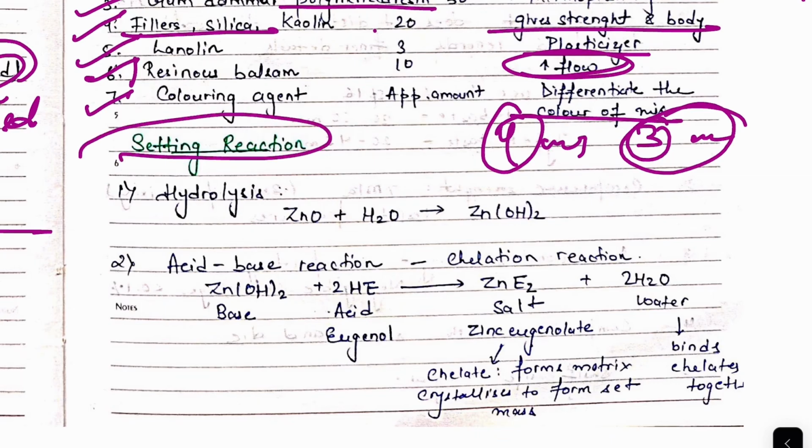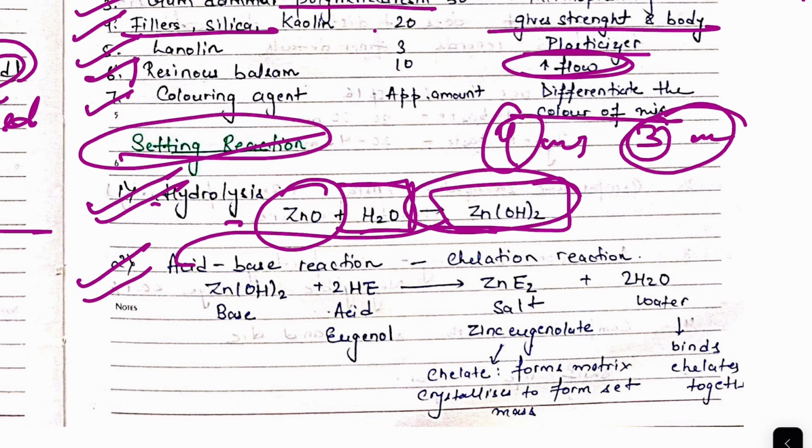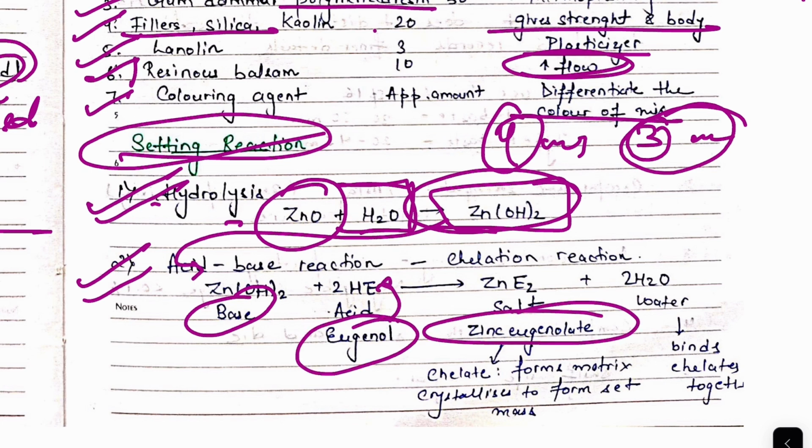Now talking about the setting reaction. What happens is, first zinc oxide will react with water and it will form zinc hydroxide. So this is called hydrolysis. So the first reaction is hydrolysis, and the second reaction is an acid-base reaction. So the zinc hydroxide, which is a base, will react with eugenol, which is an acid, to form zinc eugenolate. Okay, so this is the salt that is formed, and we have water, of course.